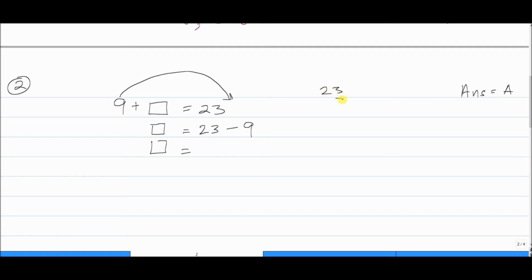So we have 23 and we take 9 from that. 9 can't come from 3. We'd have to take 1 from the next column and put that set of 10 here, and it now makes 13. 9 from 13 would be 4, and we have nothing to take from our 1. We return that there. So the unknown now is revealed as 14, and the letter that corresponds with that is A. So for number 2, our answer is A.